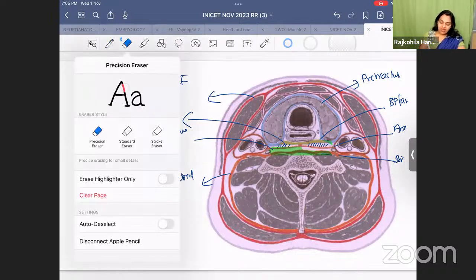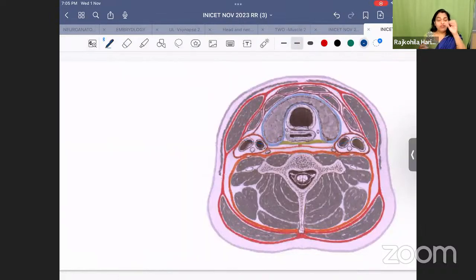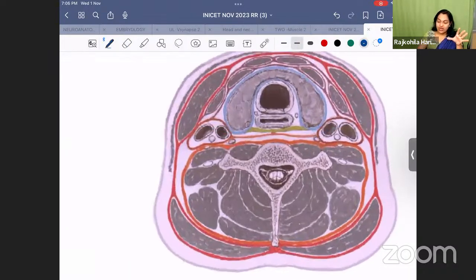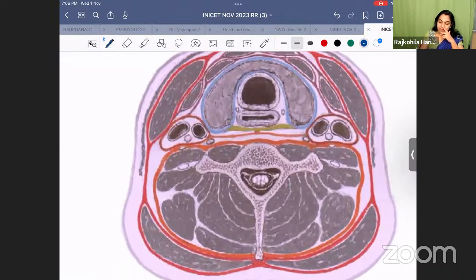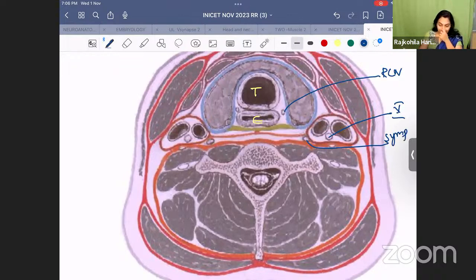Now, in the same image, I want you to identify 5 nerves. Yes, we'll do it. This is the trachea. This is esophagus. So this nerve that you see in the tracheo-esophageal groove, this is going to be the recurrent laryngeal nerve. This is the carotid sheath with the artery medially and the vein laterally. And the nerve here is the vagus nerve. Behind the carotid sheath is again the cervical part of the sympathetic trunk.